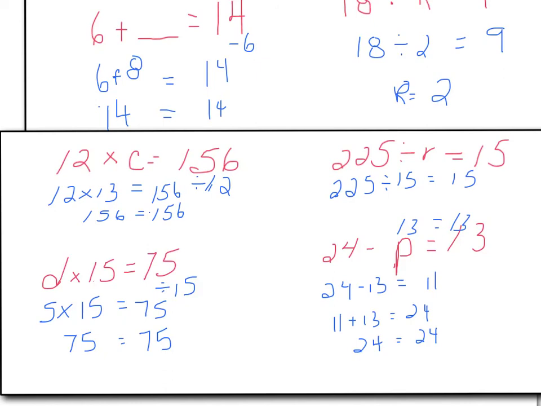All right, so we have been able to find our unknown number using our preservation of equality. By trying to keep both sides equal, we've been able to find out what the letter was. Here we can tell that C is supposed to be 13. Here we figured out that R is supposed to be 15. Here we figured out that D is supposed to be 5. And here we figured out that P is supposed to be 11. So we've used what we know about both sides of an equation being equal in order to determine what that missing number was.